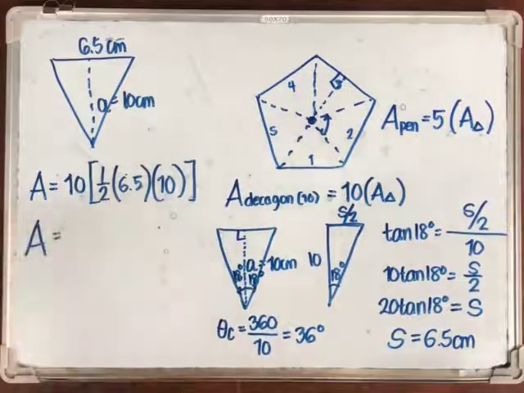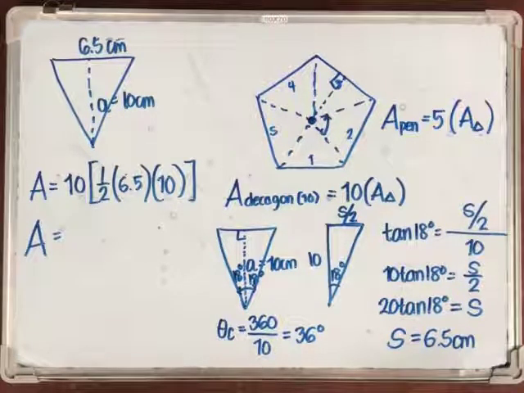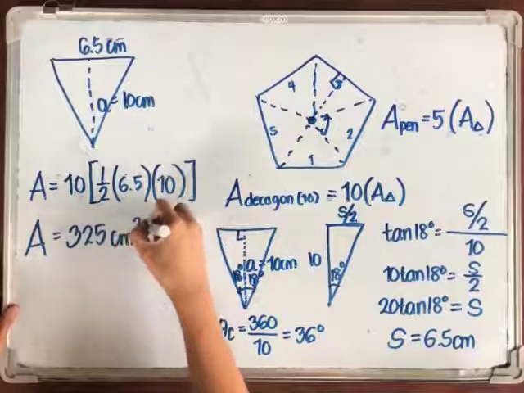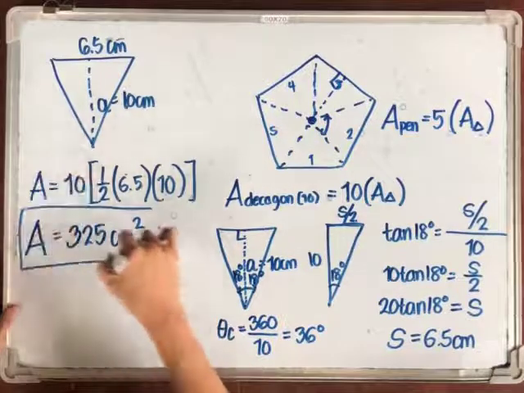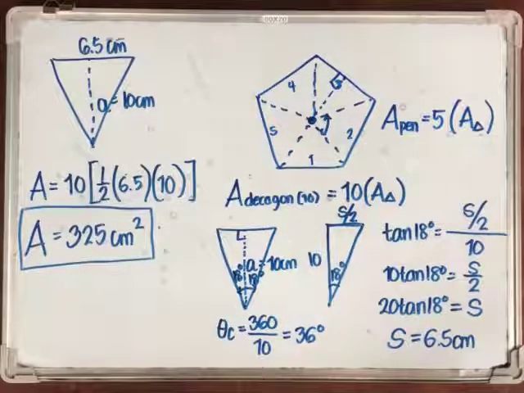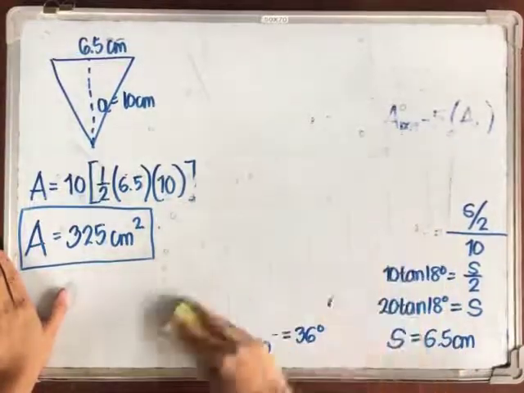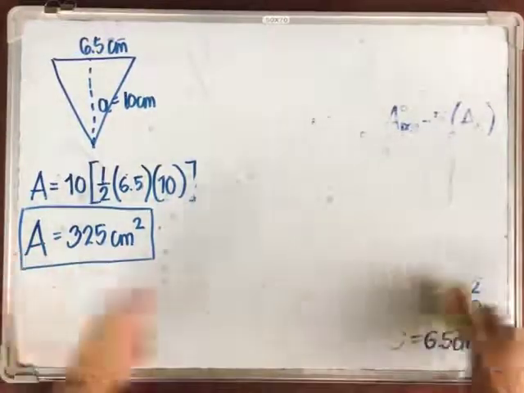That would give us an area now equal to 10 times 0.5 times 6.5 times 10, which is 325 cm squared. That's the area of the polygon with 35 diagonals and apothem measuring 10 centimeters. Okay? Alright. You can pause the video if you're trying to absorb everything pa. You're free to do that.